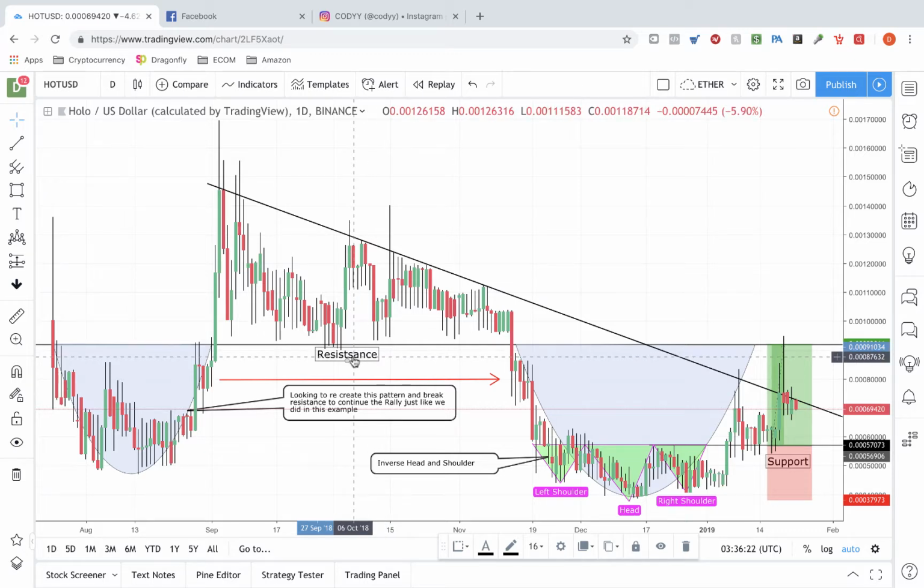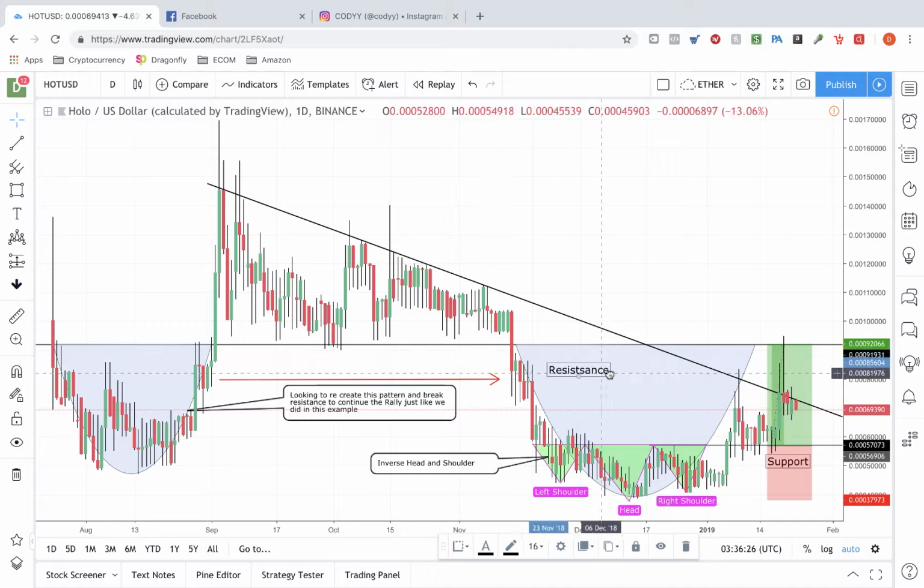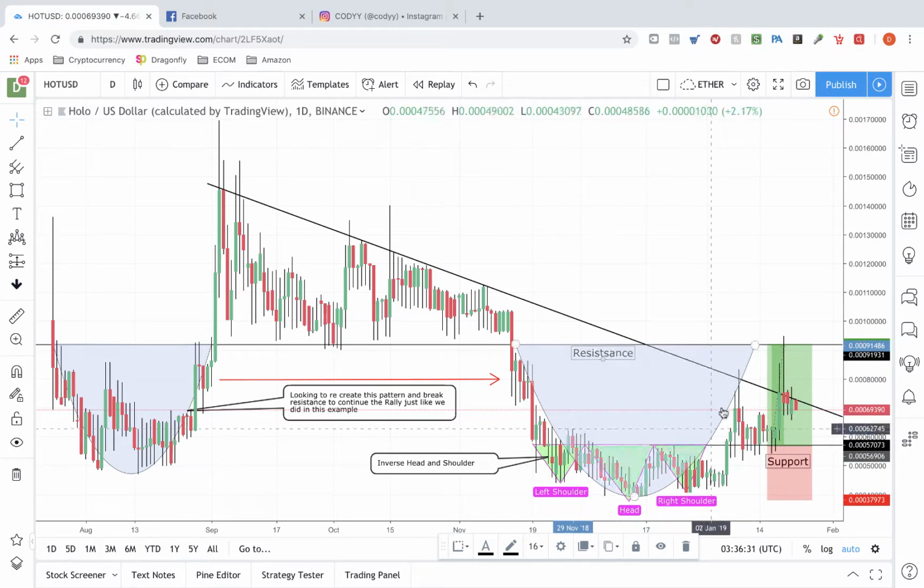As you can see, broke back down through support, became resistance, back through the trend line, had a little teacup here. What we're looking for, as you can see, is to recreate this pattern and break resistance to continue the rally, just like we did in this example here. So the red arrow pointing here, I'm just walking myself through my own trade. A slight little inverse head and shoulder, a little sloppy one here.